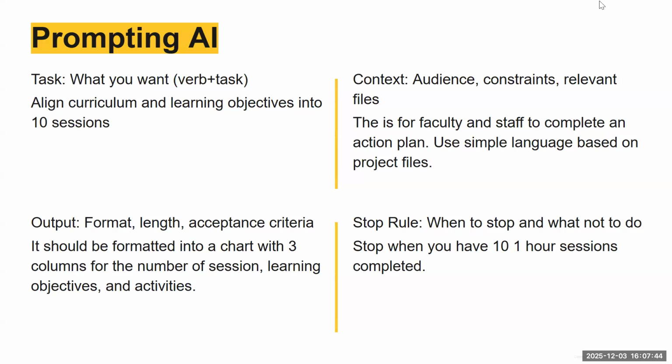When we think about context, we're thinking about our audience, our constraints, and relevant files. For me, mine was this is for faculty and staff to complete an action plan, use simple language based on project files. For the output, you're looking at the format, the length, and the acceptance criteria. For this challenge, I put it should be formatted into a chart with 3 columns for the number of sessions, learning objectives, and activities. And for the stop rule, you're looking at when to stop and what not to do. So for my challenge, I put stop when you have 10 1-hour sessions completed.